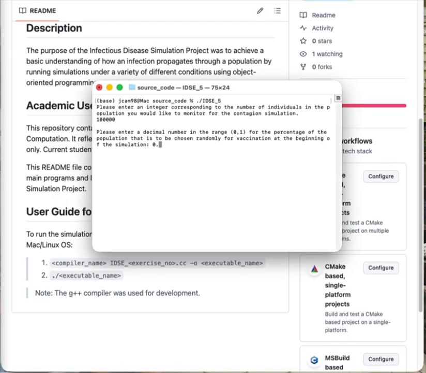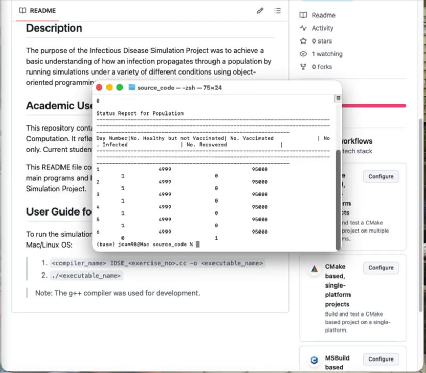So to test this theory of herd immunity, let's set the percentage of people that are vaccinated to a sufficiently high number of 95%. Probability of disease transmission upon contact to be 20%. So we can see that in this case, there are a large number of people in the population that are not infected at any point during the progression of the disease.